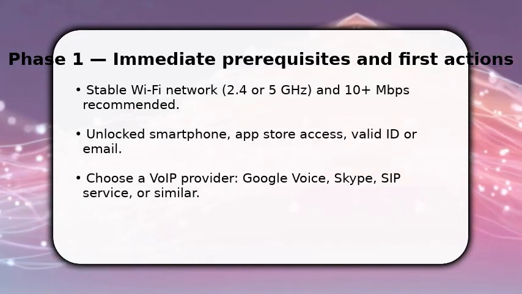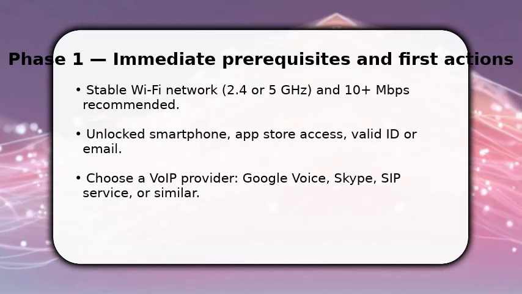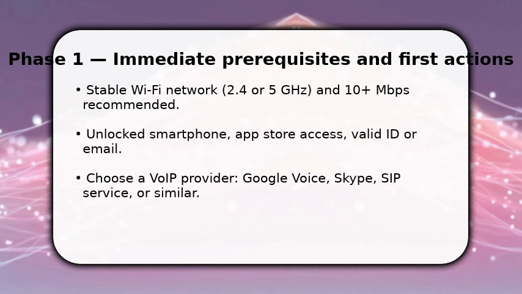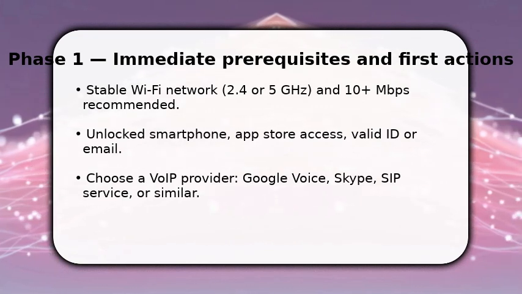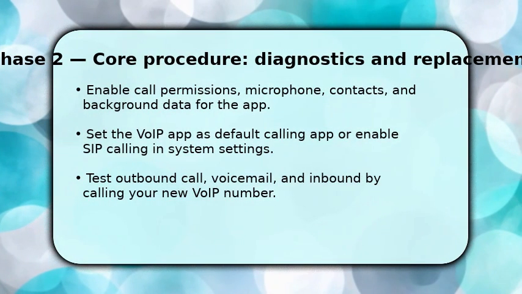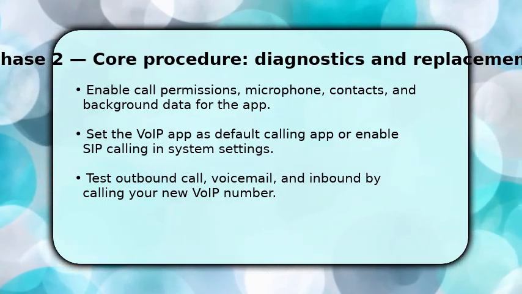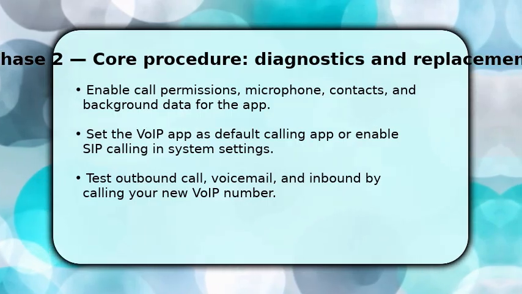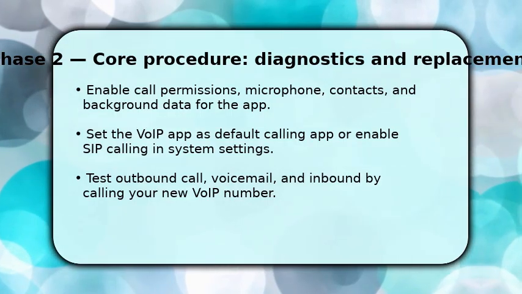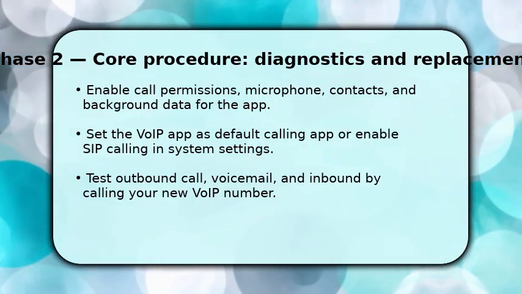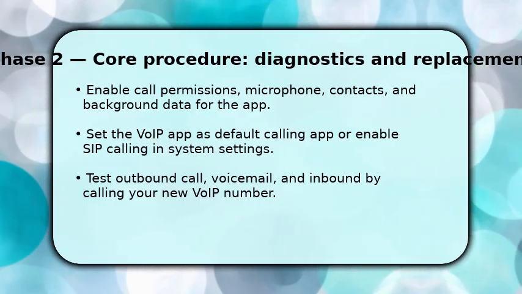Next, pick a new VoIP or virtual number during sign-up. This will act as your outgoing and incoming caller ID, because you have no physical SIM to provide one. Once your account exists, configure both the app and system settings. You should set the VoIP app as the default dialer or enable SIP calling in system telephony settings if your phone supports it. Make sure background data and battery-exempt status are allowed, so calls don't drop when the screen sleeps.